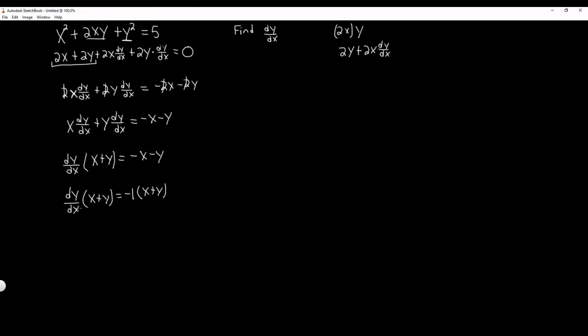So in order to get dy/dx by itself, to isolate it, we must divide by x plus y on both sides. These x plus y's cancel, and we are left with dy/dx is equal to negative 1. And that is the answer to this problem.